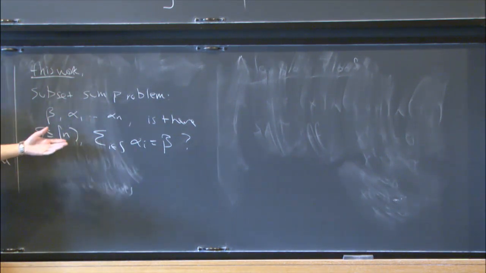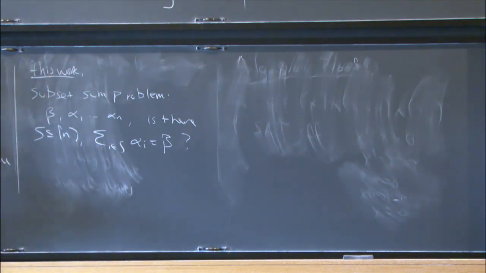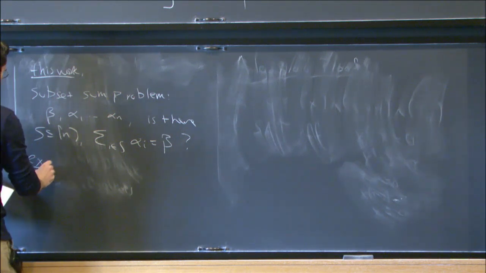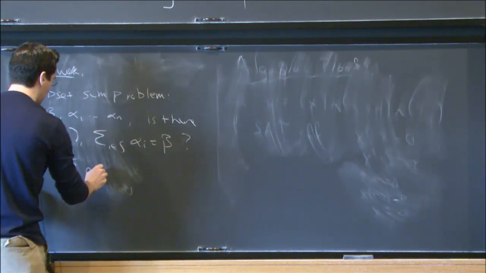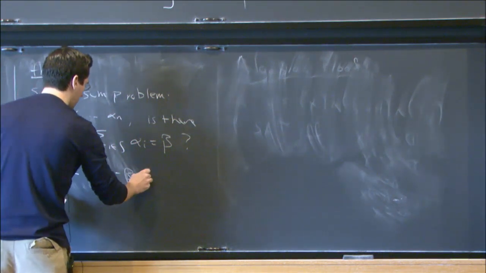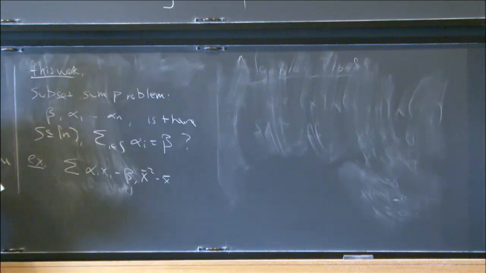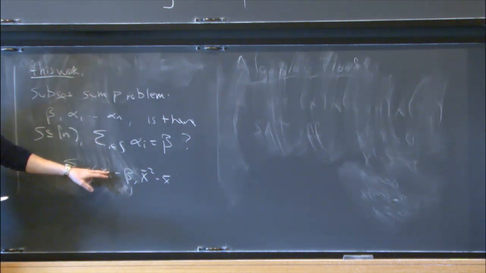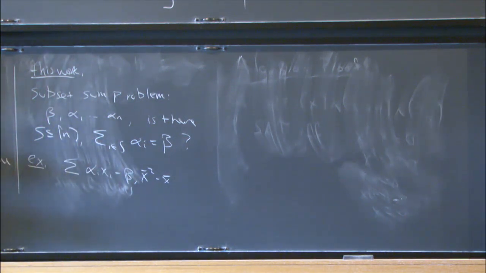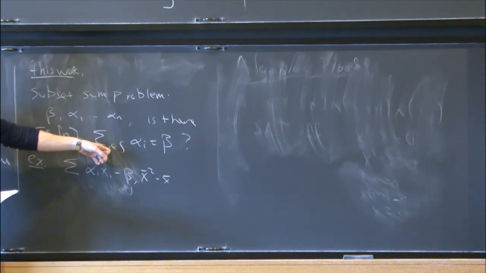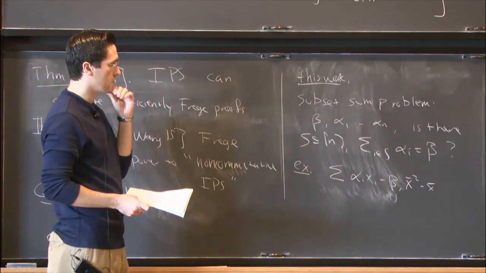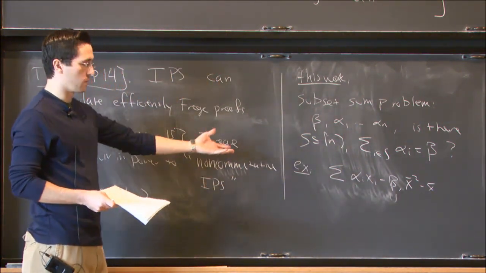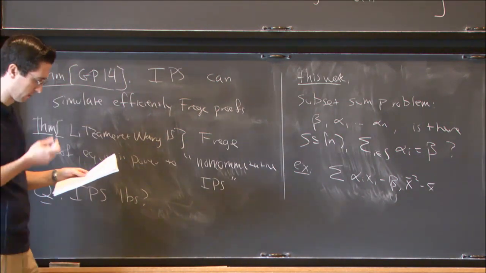OK. And as stated, this is not a CNF or a Boolean formula, but it has a very natural encoding as a polynomial system of equations. And what is that encoding? Well, basically, you consider the linear polynomial, the sum of alpha i xi minus beta, along with the Boolean axioms. So clearly, this restricts to Boolean solutions, and then the setting of the xi's pulls out the subset. And this is satisfiable if and only if there is such a subset that gives you the sum. OK. So the question is, consider this axiom system. Can we get short IPS proofs for this in any way?